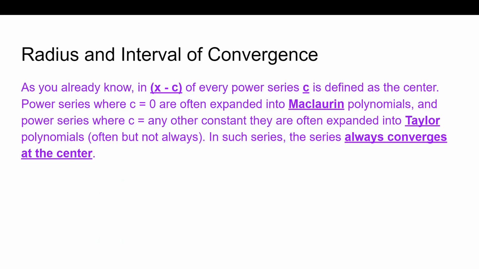The radius and interval of convergence are also some things we need to know. So to start, x minus c is in every power series where c is defined as the center. Power series where c is equal to 0 are often expanded into Maclaurin polynomials, and power series where c is equal to any other constant are often expanded into Taylor polynomials. In these series, the series always converge at the center, meaning that they can converge somewhere else, but they will always converge where x is equal to c.